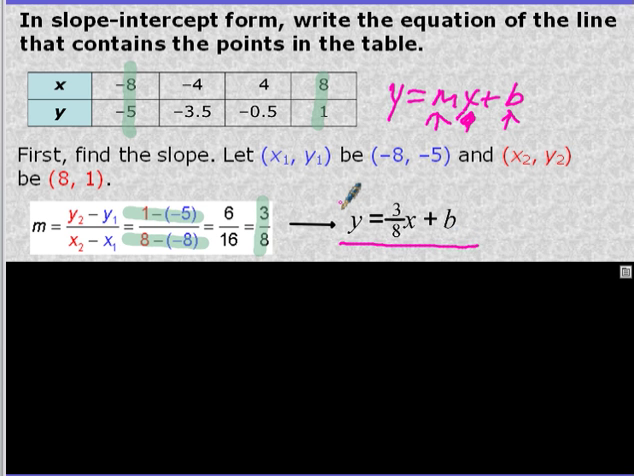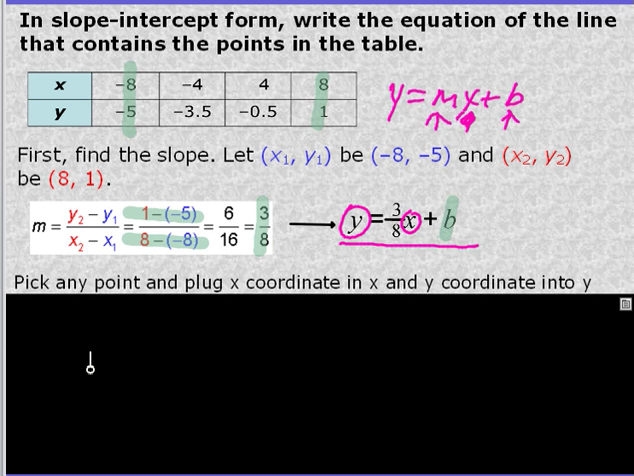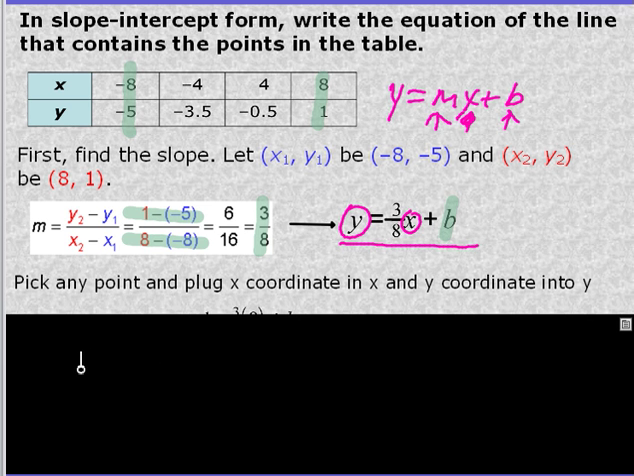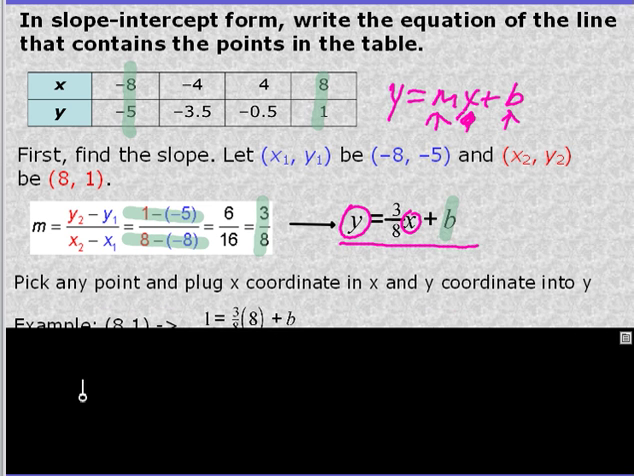Well, we don't have it in the table here, but we have a lot of x and y pairs in here. So if we take any one of these 4 points, plug the x-coordinate in here and the y-coordinate in here, now we have an equation with one variable, which is going to be b, and we can solve for b. So it says pick any point and plug the x and y coordinate into the equation. And they picked this one.